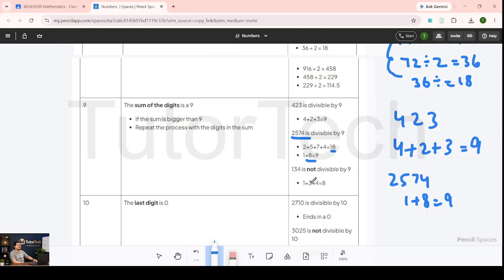And then we have the last one, which is 134. When you sum all of these digits, 1 plus 3 plus 4, it gives you 8, not 9. So this number, 134, is not divisible by 9.